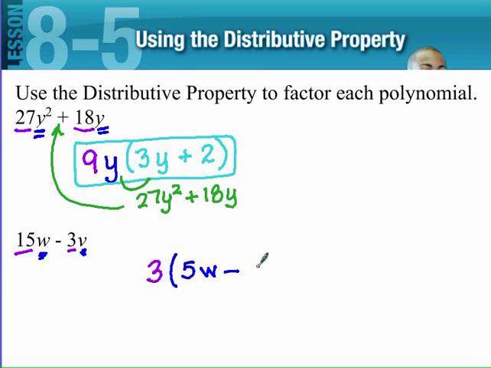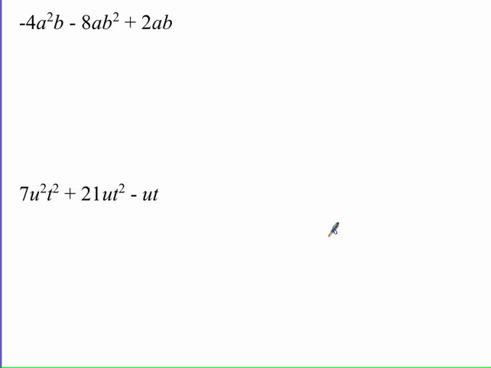I've got a minus sign. 3 times what is 3? 1, and then I also need a v. Now you technically do not need to write that 1. You could just write 5w minus v, but you could if you wanted. It doesn't matter. Questions? Okay, let's look at the next one.